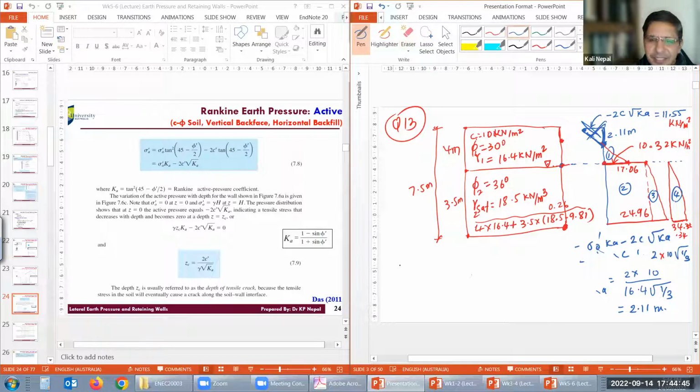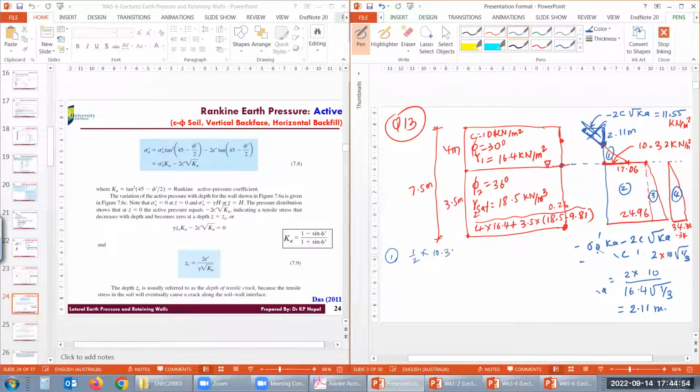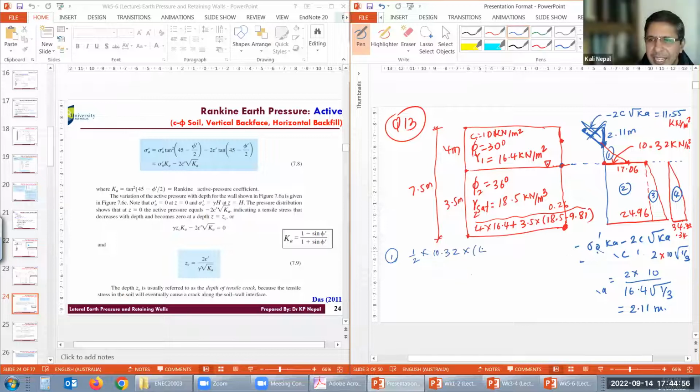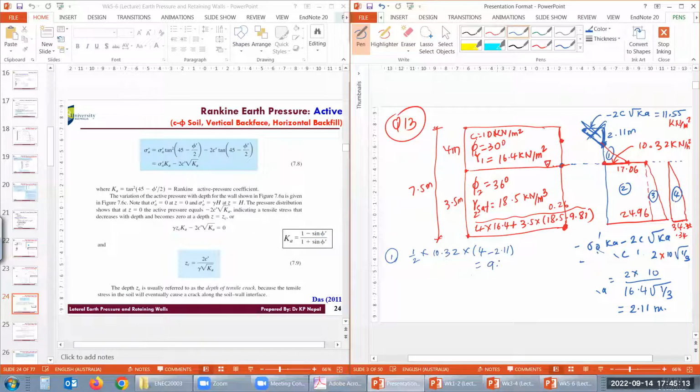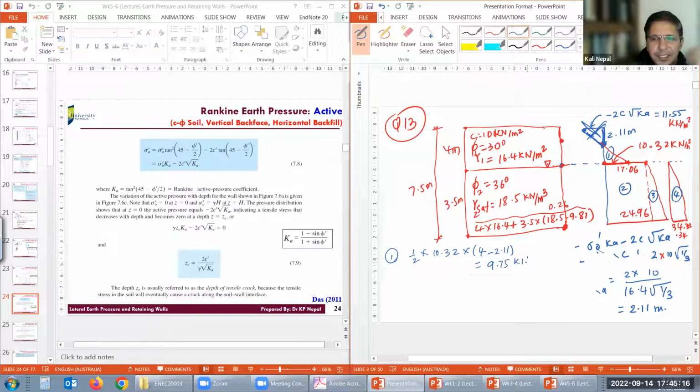Now area 1. Can you calculate area 1 now? That is one half base times height. How much is the base? 10.32. Height is 4 take away that, right? From the top, isn't it, right? 2.11. Can you calculate how much is the first area? 9.75. 9.75. Now it's kilonewton, right? Because we already converted into force.